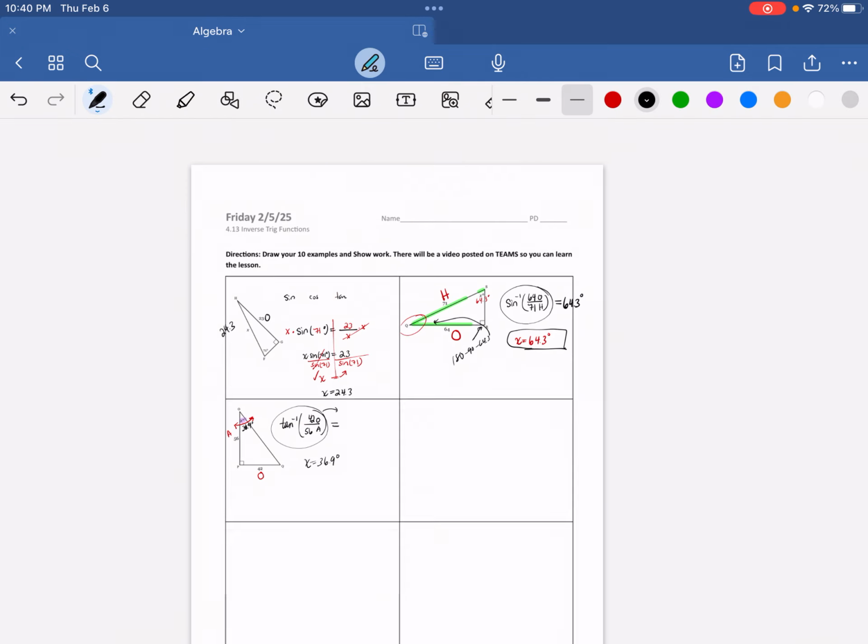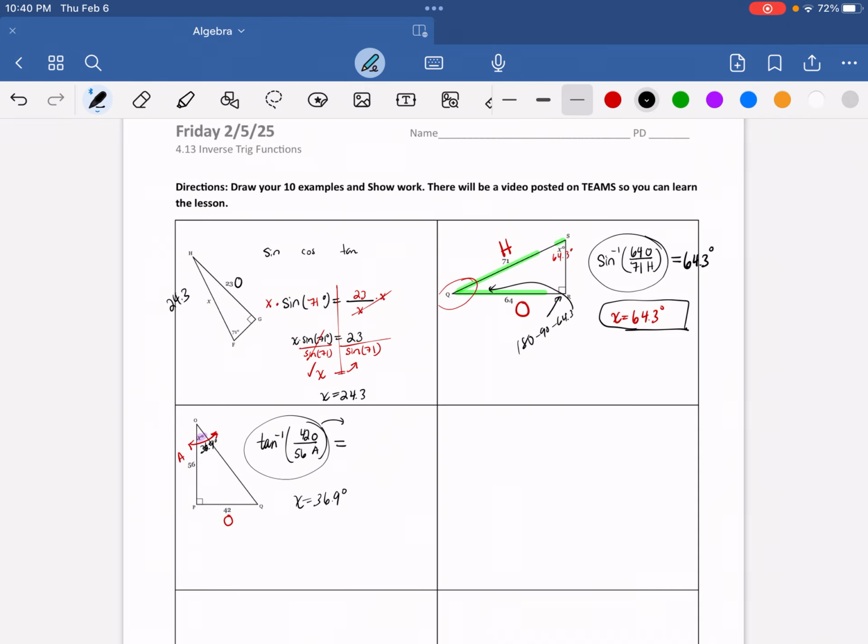All right, so now hopefully that helped. If not, you guys can totally go to YouTube and look up more videos on inverse trig functions, or Google how to find an angle using inverse trig. But yeah, you guys are now doing some examples on Delta Math. Make sure you draw them and show your work.